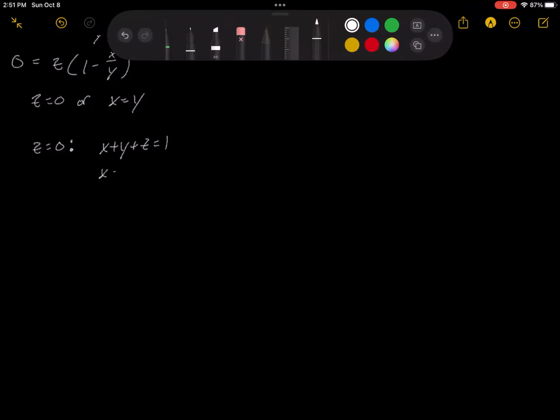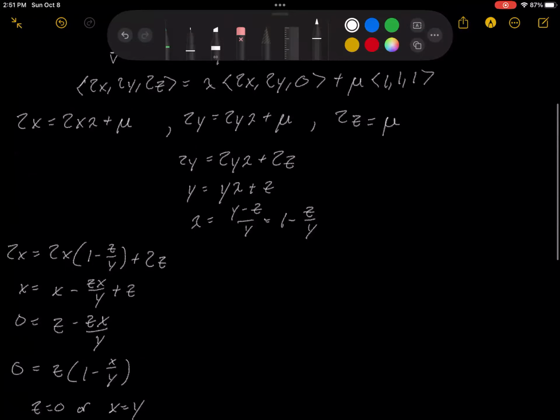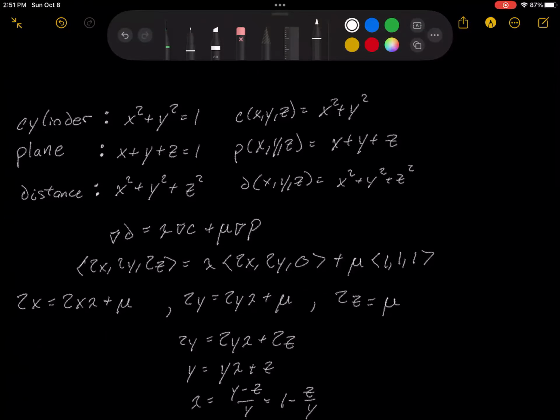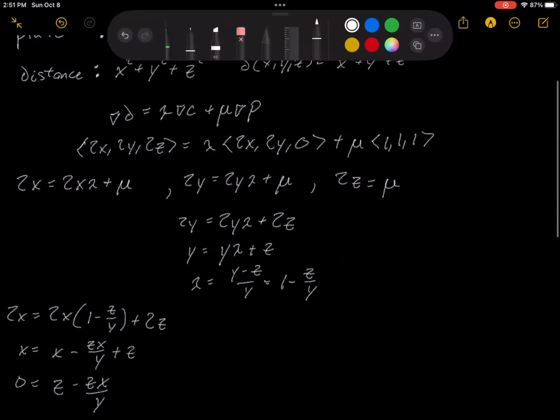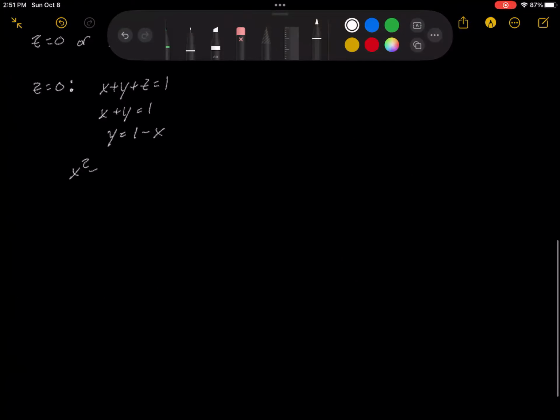z is equal to 0, x plus y is equal to 1, y is equal to 1 minus x. Cool. Let's use the other equation, the cylinder, that says that x squared plus y squared must be 1. x squared plus y squared must be 1. Let's replace the y. And I'm going to see if I can do this algebra in one step.